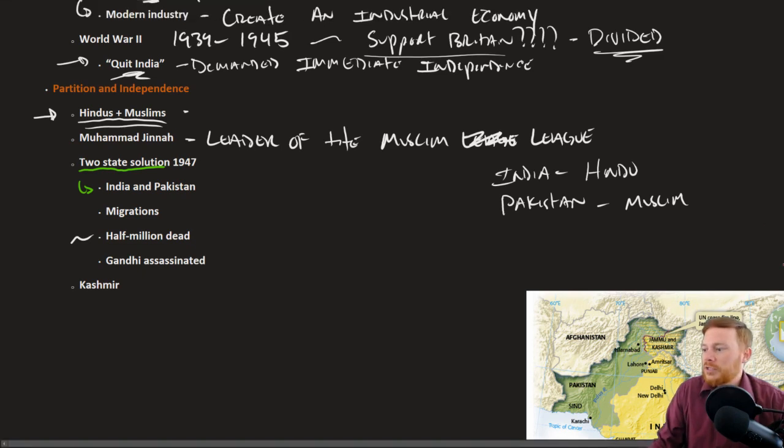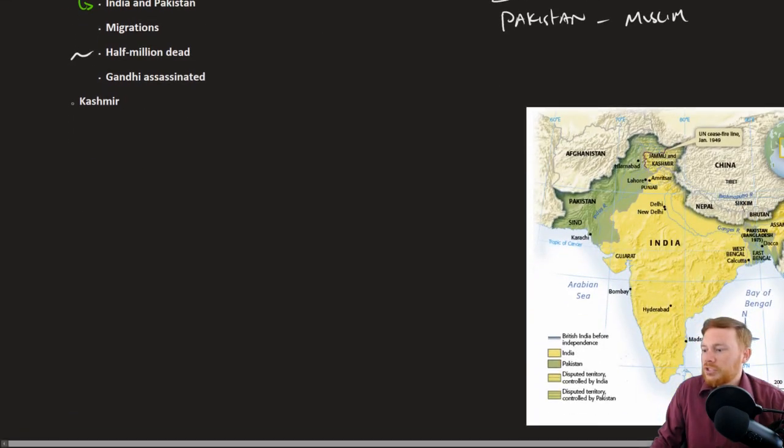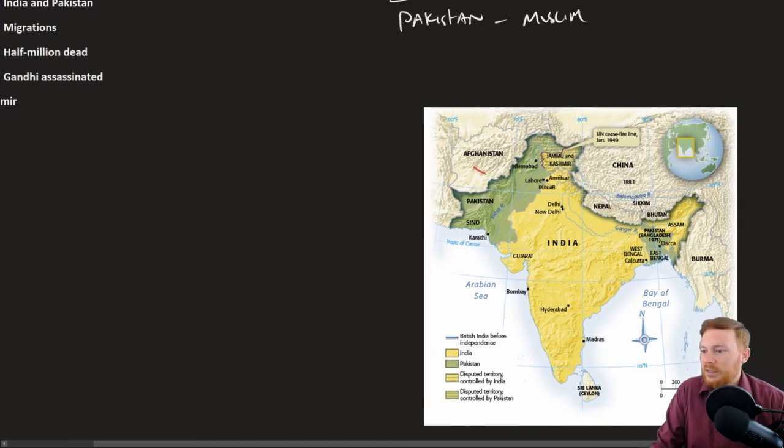Essentially what occurred was that, if you look at the partition of India, Pakistan's here in the green, India's here in the yellow. And if you were a Hindu on this side of the border, you wanted to migrate over here. If you were a Muslim on this side of the border, you wanted to migrate over here. And there was a lot of movement, migrations. I think it's actually the largest mass migration in one single instance in all of human history. And a lot of conflict.